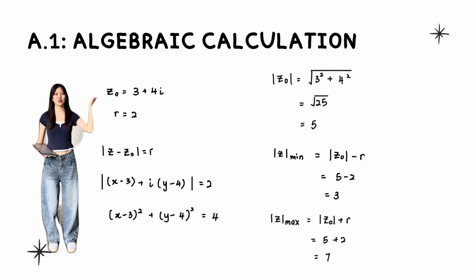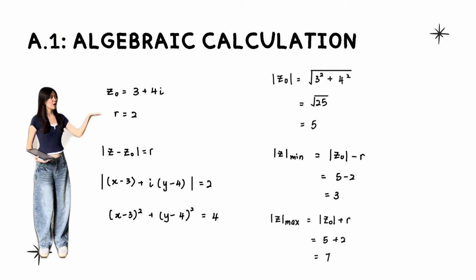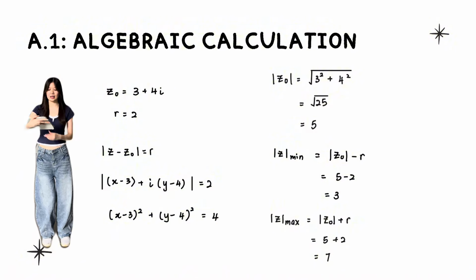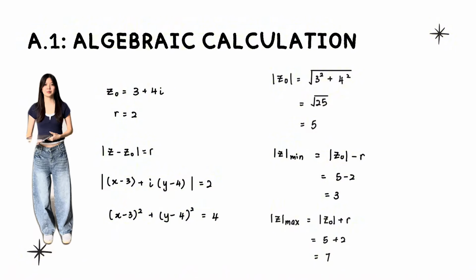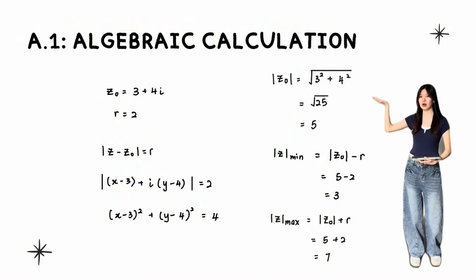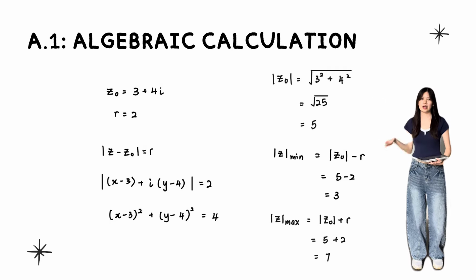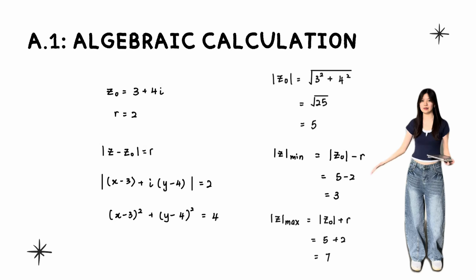First, we set our z0 to 3 plus 4i, and we set our r equal to 2. Then, after that, we substitute into this formula, then we get (x minus 3) squared plus (y minus 4) squared equals 4. Done. Then we find our magnitude of z0, which is equal to 5, and our z minimum, which is equal to 3, and our z maximum, which is equal to 7.